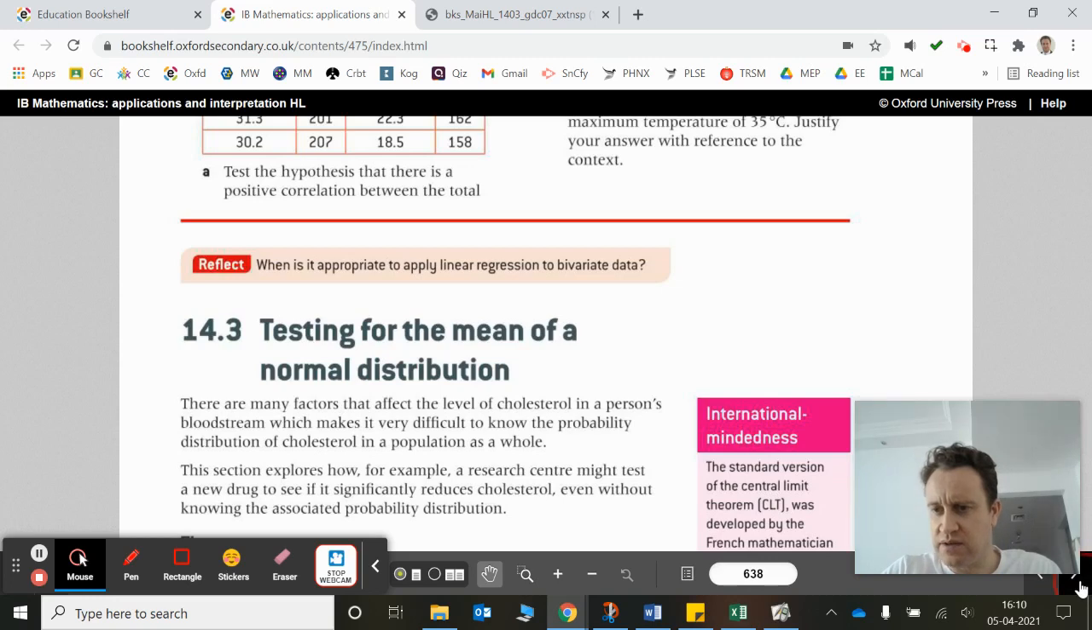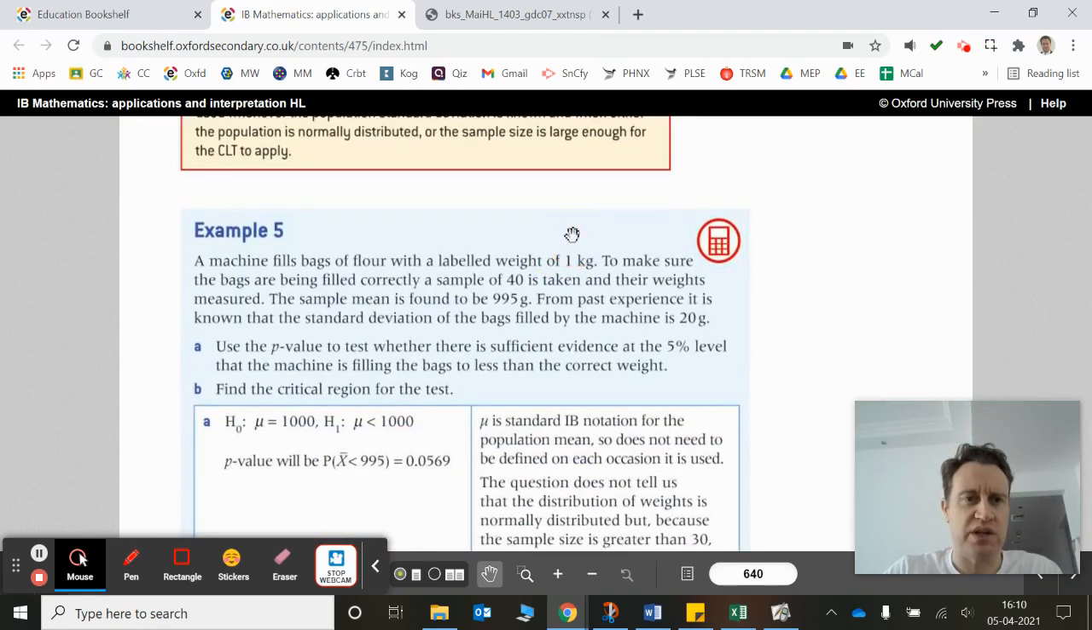And in one of the questions, let's just click across. One of the questions here, in example 5, it said, from past experience, it is known that the standard deviation of the bags filled by the machine is 20 grams. Well, that's unusual information to be given. Normally, when you're testing to check if the mean is the same as what traditionally it has been, you don't know what the standard deviation is as well. And so you're going to need to make an estimate of the population standard deviation from the sample.